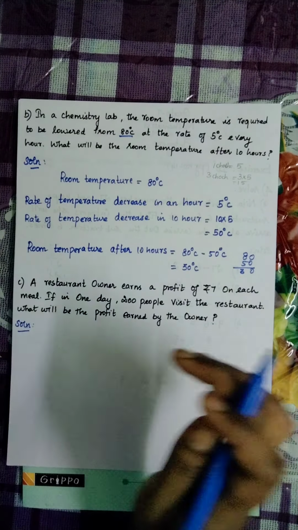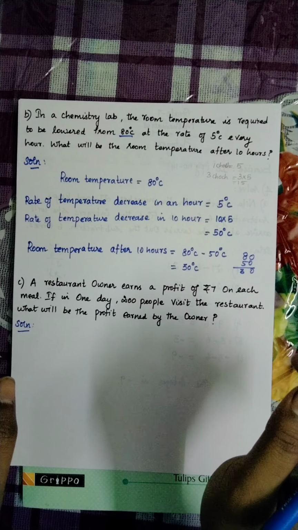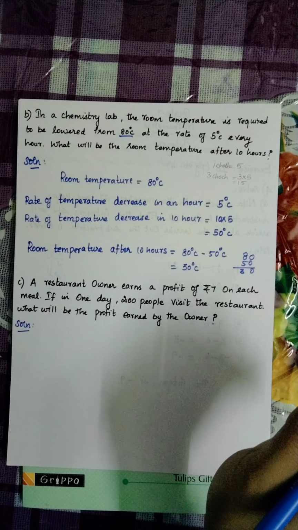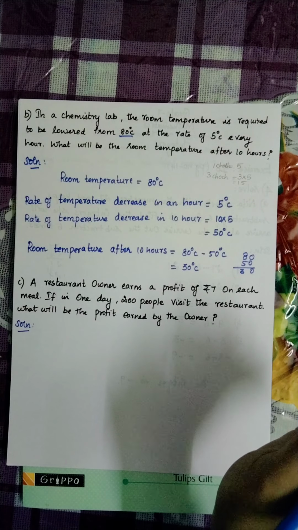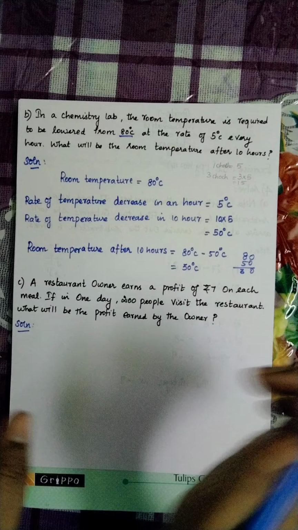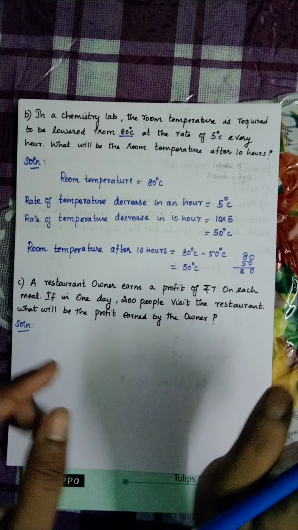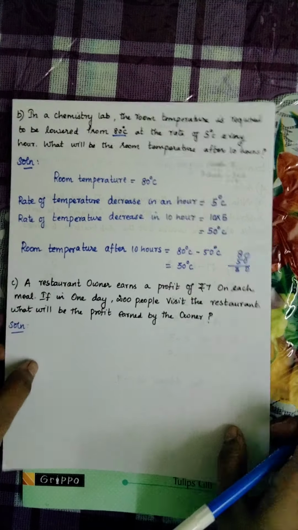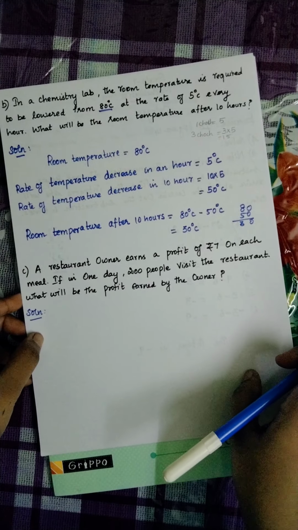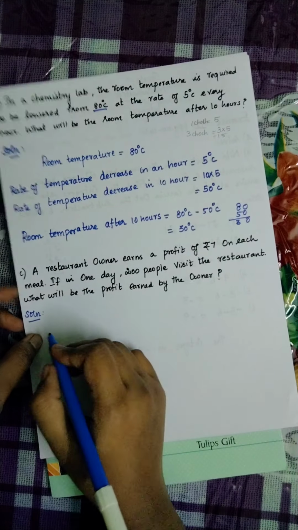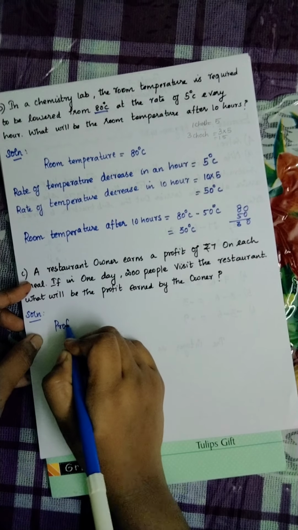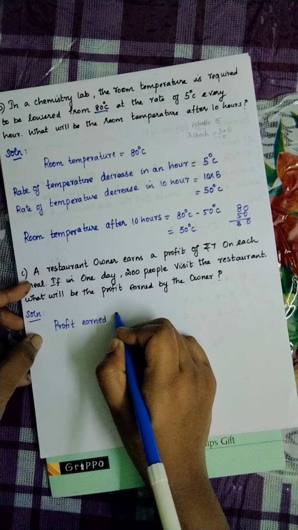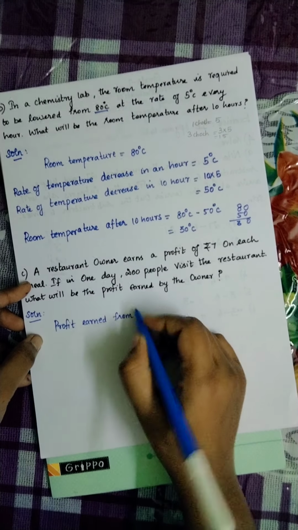Again I am repeating, the restaurant owner earns a profit of rupees 7 on each meal. For each meal the restaurant owner earns a profit of 7 rupees. One day 200 people visit the restaurant, what will be the profit earned by the owner? Very simple question. Okay, first, profit earned from one person. How many rupees? Profit earned from one person.